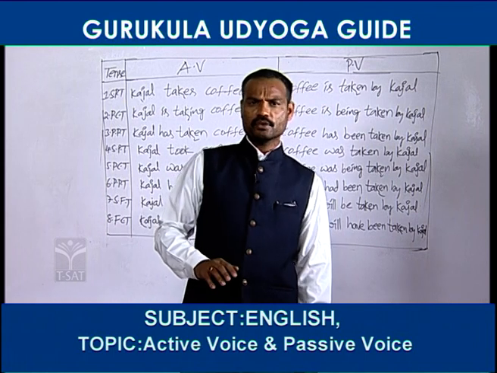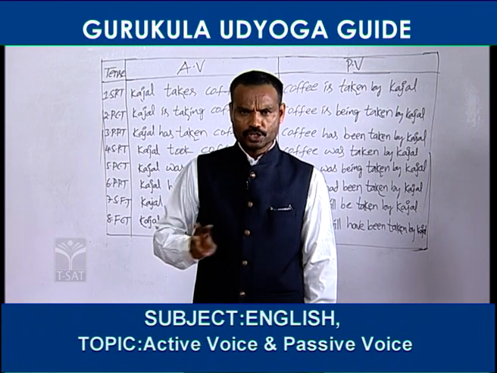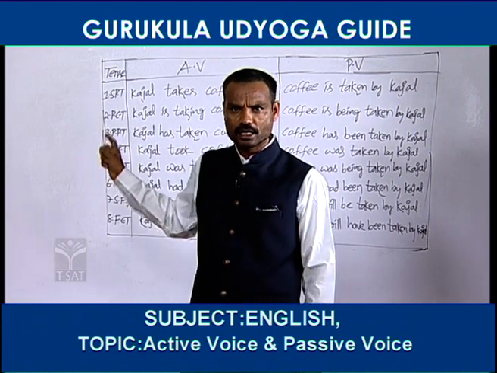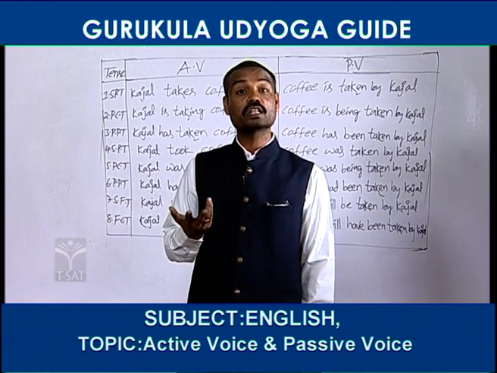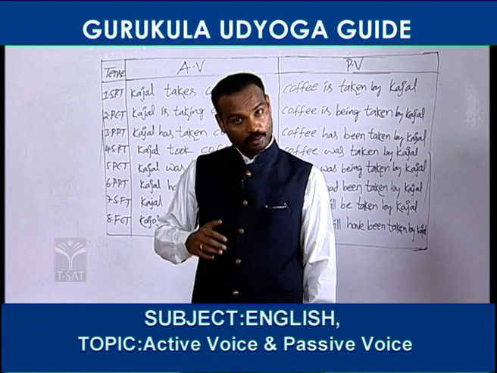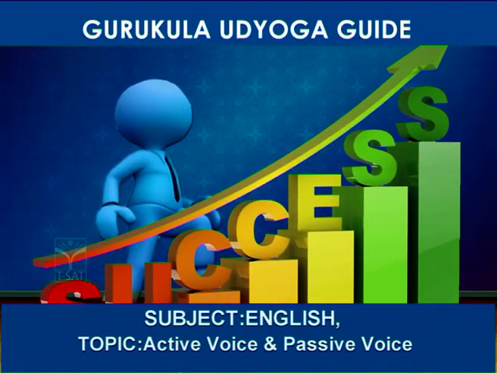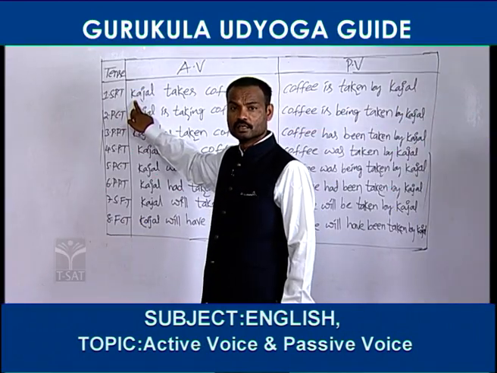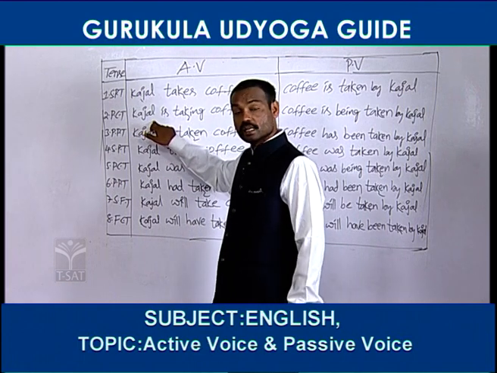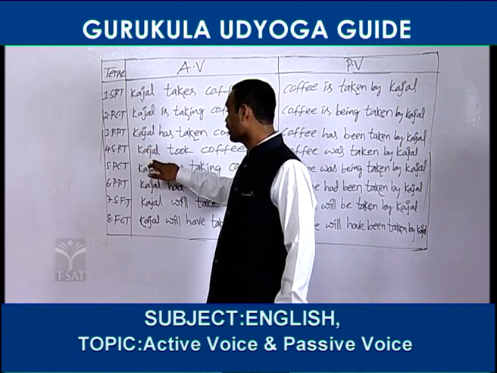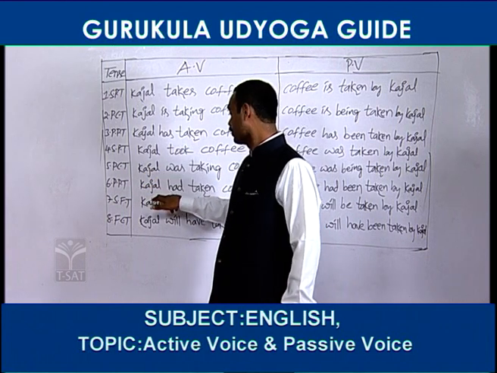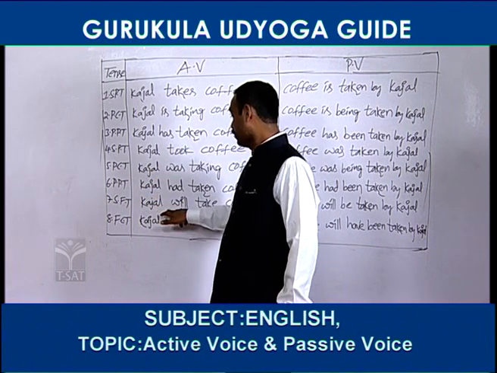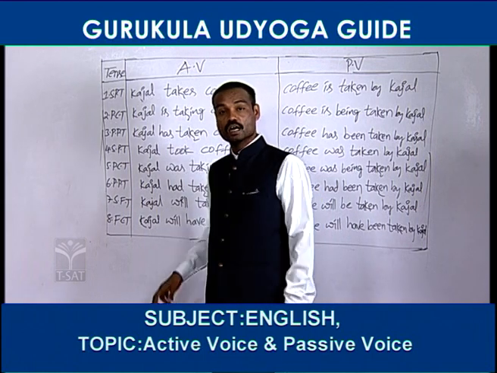Sir, only three types: model 1 positive, model 2 negative, model 3 interrogative? No, there is another model. WH type questions are also given. Oh God, even WH words are also given, sir. Yes. What does Kajal take? What is Kajal taking? What has Kajal taken? What did Kajal take? What was Kajal taking? What had Kajal taken? What will Kajal take? What will Kajal be taking?